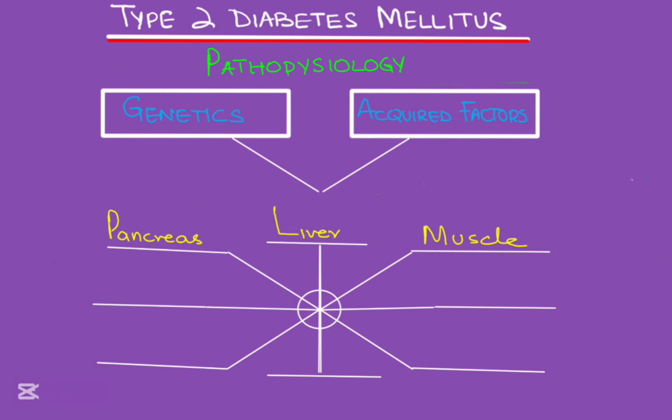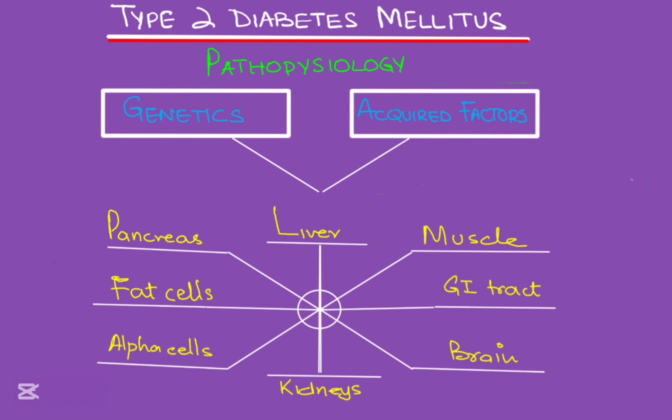In 2009, Dr. DeFronzo introduced the concept of the ominous octet, highlighting five additional players that drive diabetes progression. These include the fat cells, the GI tract, the pancreatic alpha cells, kidneys, and the brain.